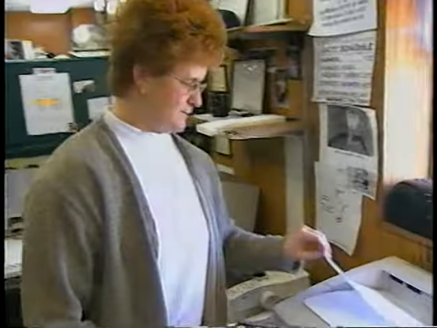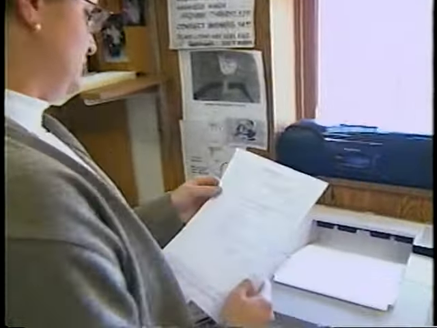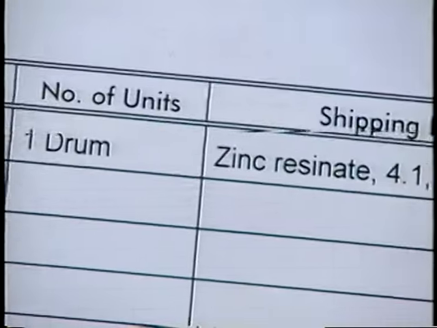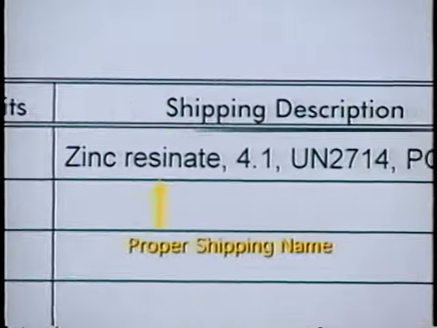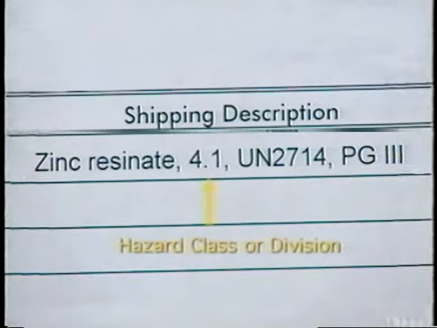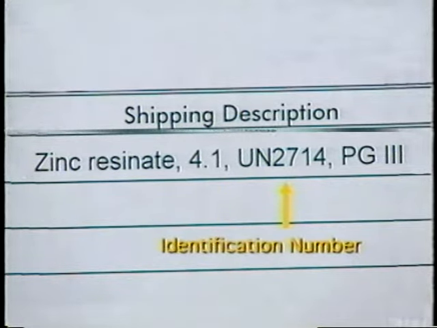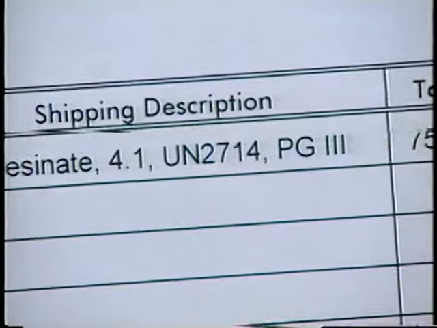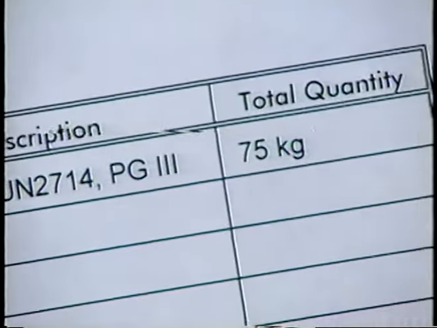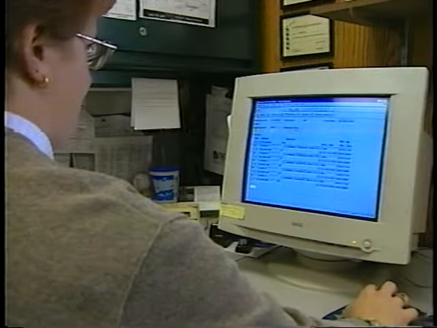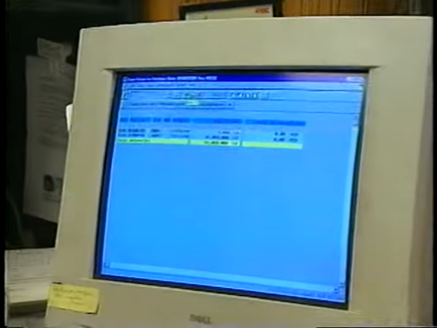Most hazardous materials must be described on a shipping paper. Shipping papers communicate the hazards of the material and must include the following information: proper shipping name, hazard class or division, identification number, and packing group if assigned. This is known as the basic description. The information must be listed in this order, spelled correctly, and only DOT-authorized abbreviations may be used.